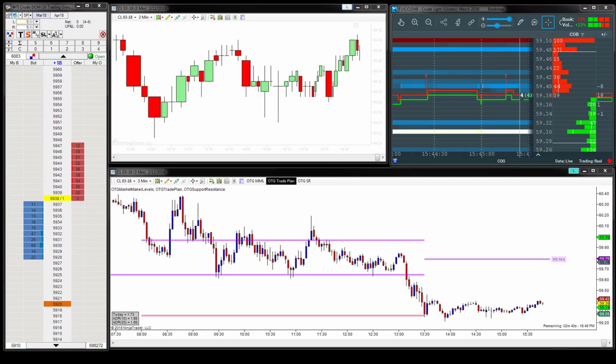We had this really good-sized ES move, and we had a nice CL trade of the day. But again, what I really wanted to do is just show you how dynamic those support resistance levels can be when you get in the right direction like we did today.